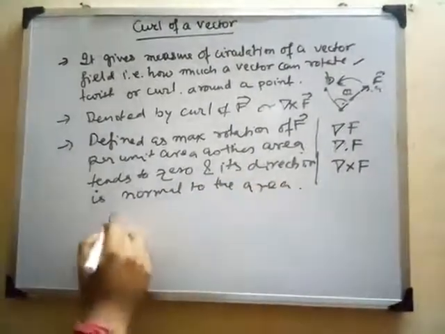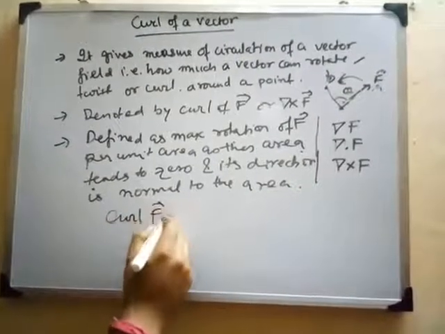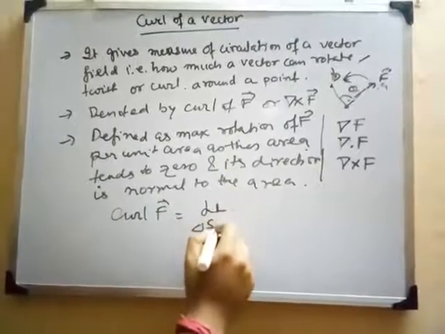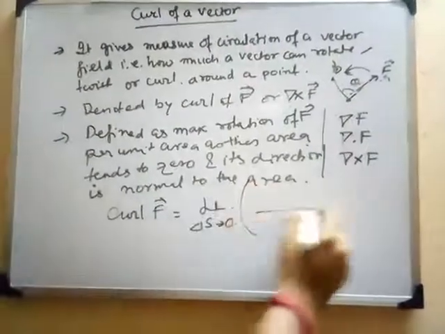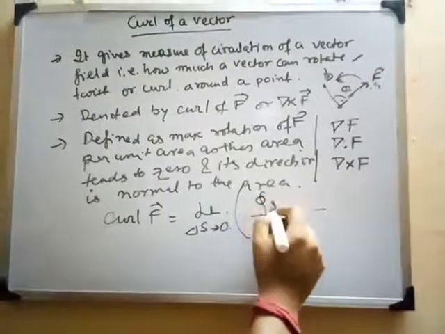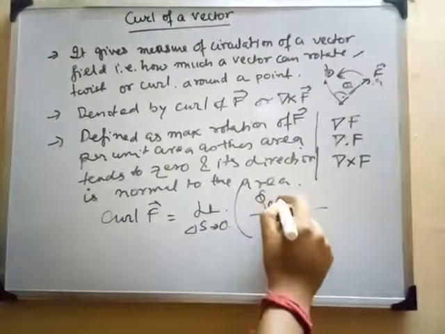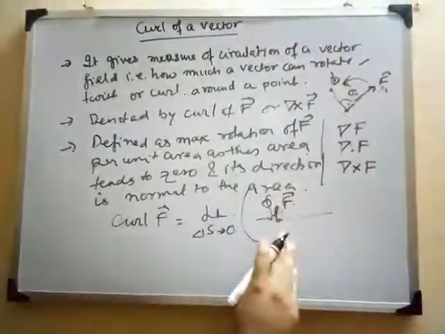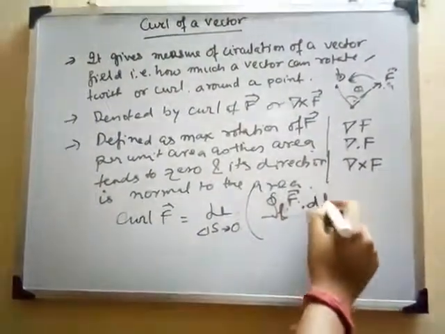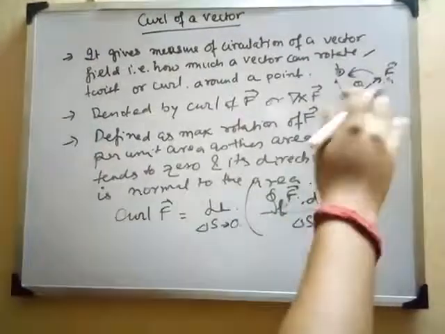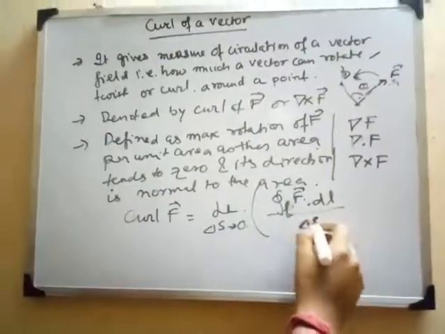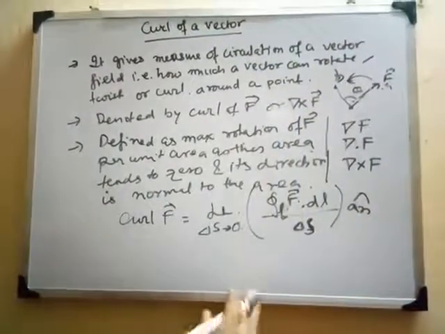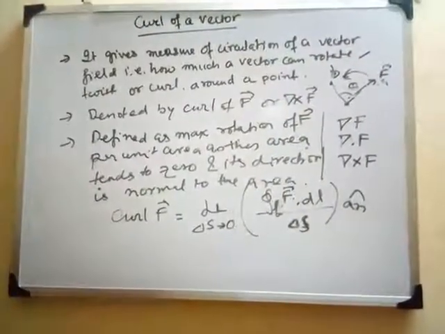So that means we can define the curl of any vector f by the limit of del S tends to 0 of the line integral of f dl, divided by del S, times the unit vector an. Since this is a line, this vector will rotate, so we simply use a line integral of f dl, and throughout the surface it can rotate, so we take del S. This is the definition and general properties of a curl of a vector.